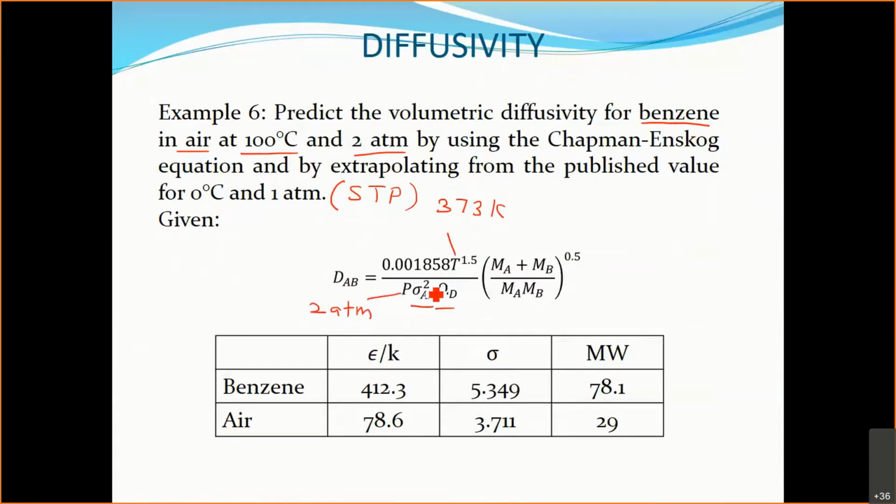First of all, I need to find the value of MA and MB. So molecular weight of benzene is 78.1. Molecular weight of air we can take as 29. So you already know the value of MA and MB. Now we want to find the value of sigma squared AB and omega D. So these are the two values that you have to be careful.